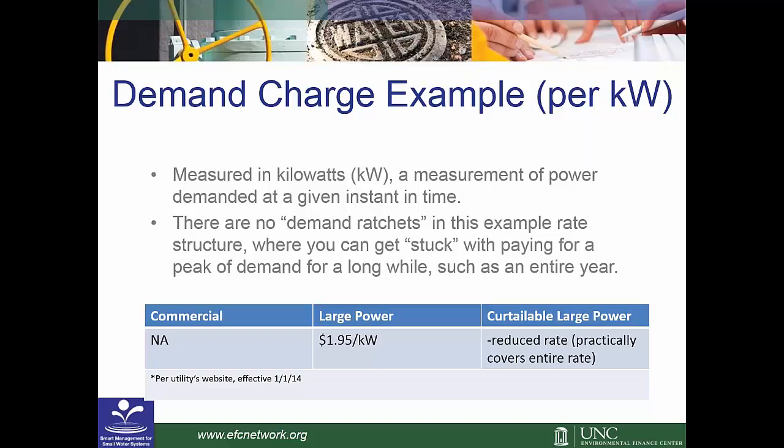In this case, the example we're seeing here for the commercial electric customer class, there is no demand charge for this particular utility. For the large power electric customer class, they're charging $1.95 per kilowatt, which is kind of low for a demand charge. And with the curtailable large power, we just put in this comment to say that the credits you get there virtually wash out the demand charge. So the one washes out the other.